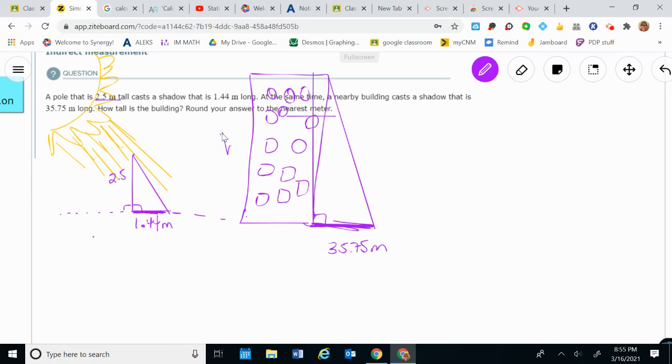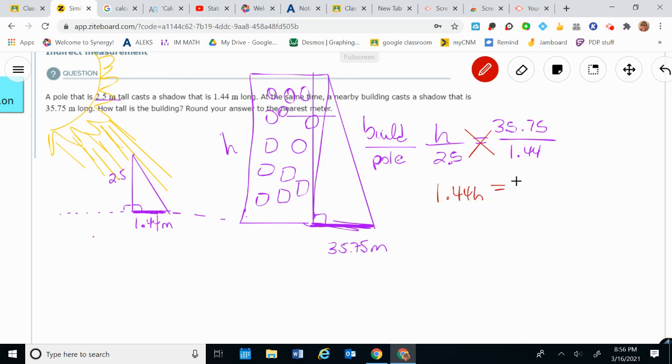That's a whole number. They are looking for the height of the building. You have your triangles, and these are two similar triangles. So all you have to do is put same over same. H, the height of the building, over 2.5, the pole, is equal to building 35.75 over pole 1.44. And then you just simply cross multiply and you would get your answer.